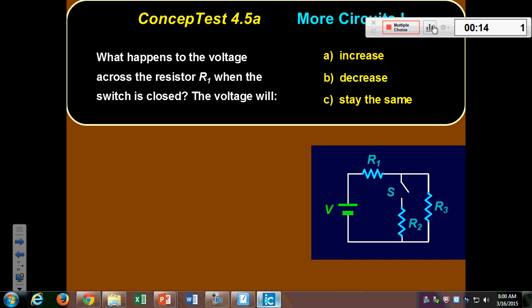What happens when I close this switch? What happens to the equivalent resistance of this branch? Does it go up or down? It goes down. Remember when I add resistors in parallel, my equivalent decreases. I'm adding more paths for the electricity to flow. So if I close this, my equivalent resistance of this goes down. Now voltage and resistance are directly related, right? If resistance goes up, voltage goes up. If resistance goes down, voltage goes down. So if this resistance decreases, the voltage will also decrease. Now what's going to happen to the voltage across R1?